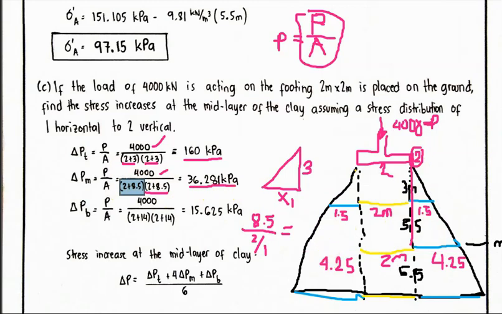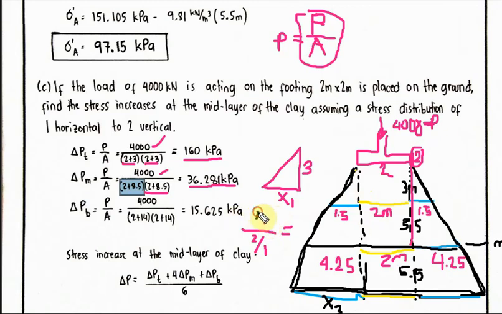Okay, now the bottom. For the bottom, we consider all the layers above, including the footing. We find x sub 3 the same way. We extend the line to form a triangle. So 5.5 plus 5.5 plus 3 is 14. 14 divided by 2 is 7. So this is 7 meters.